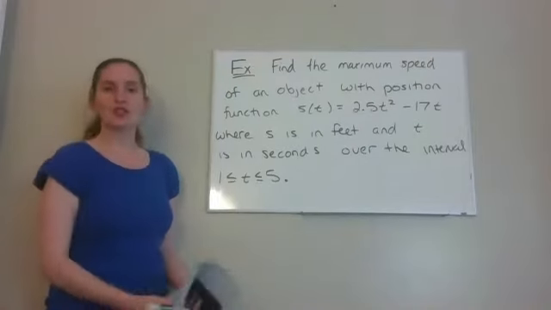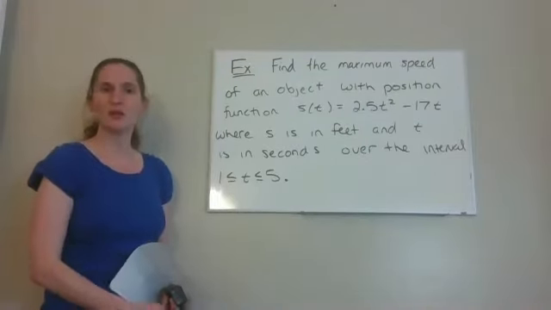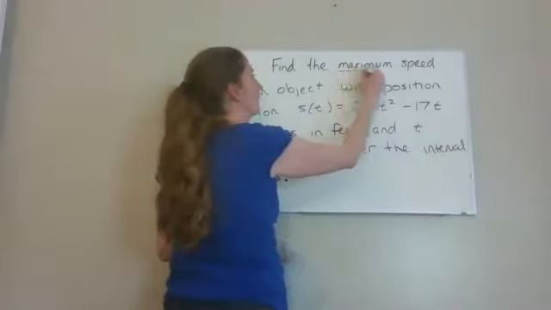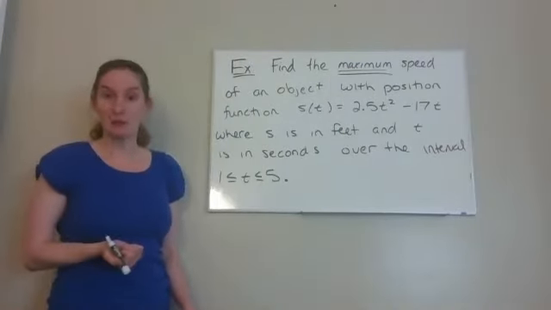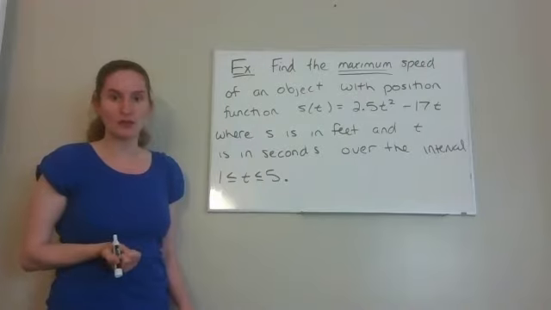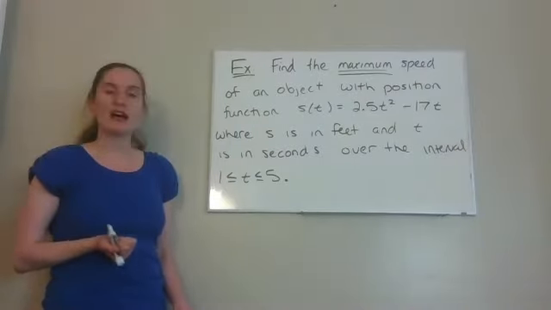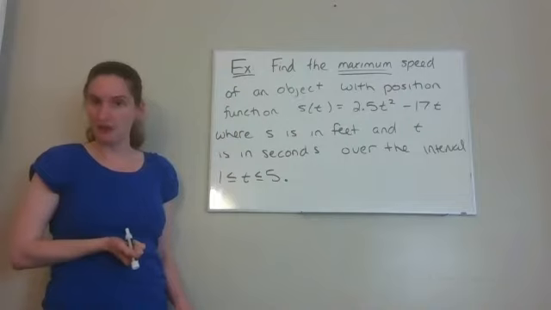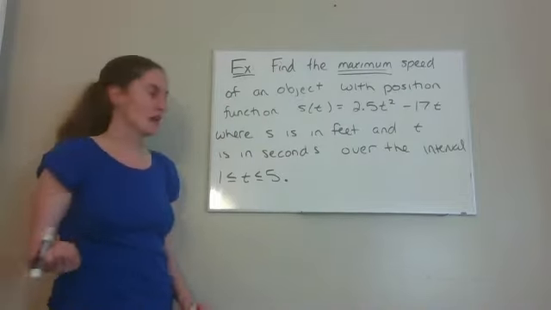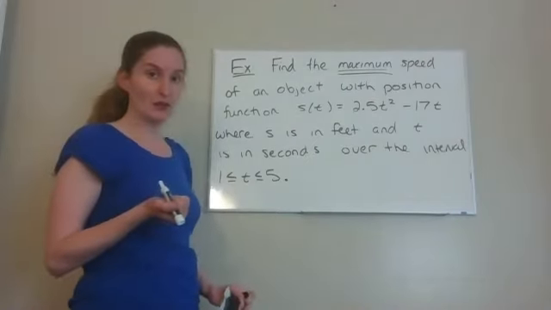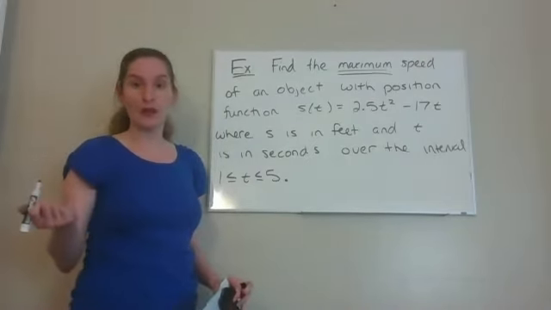So the first thing that we should notice when we look at this problem is we're trying to find a maximum. And we've learned all about how to find the maximum and minimum values of different functions. But I want the maximum value of my speed function. So I need to figure out my speed function before I can do anything else. After I have that speed function, I'm going to find its critical values.